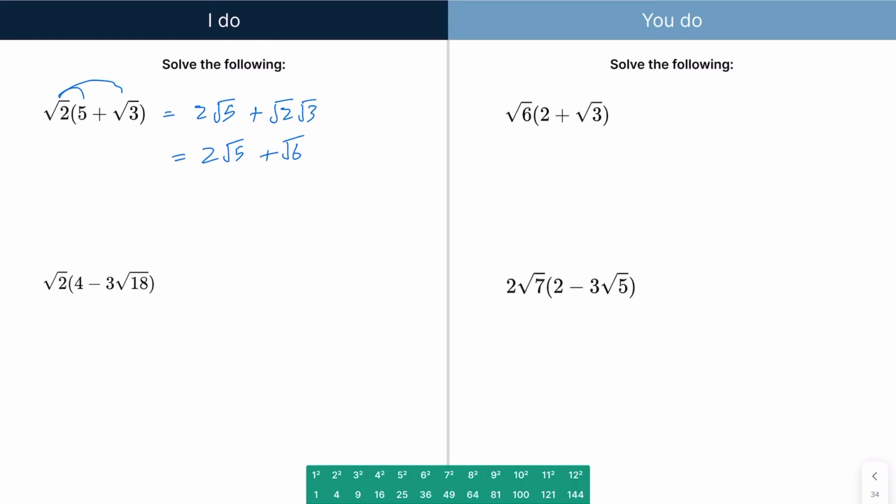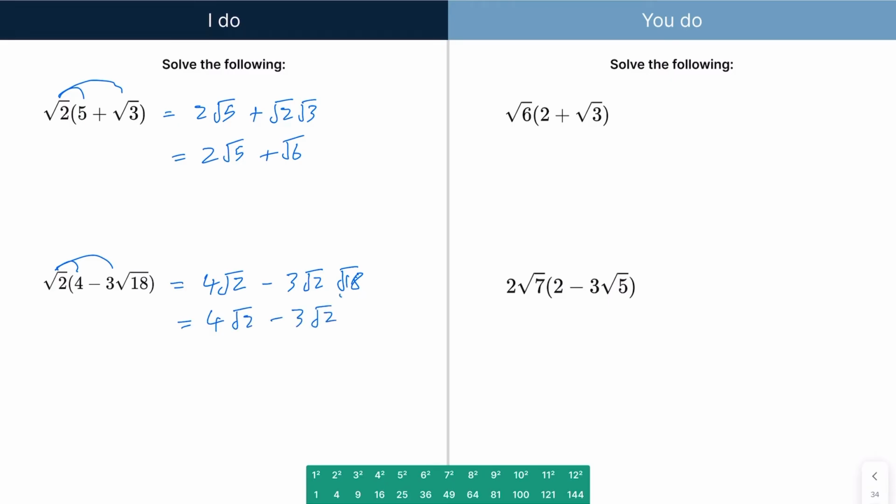So the next bit, and you might be wondering why I did this and why I didn't just multiply it out, and you'll see why in this example here. So that becomes 4 root 2. I tend to write the numbers before the surds, and then the minus sign, and then that becomes 3 root 2 root 18. Now, I could multiply the 2 by the 18, but I tend to not want to make the number bigger if I don't have to. So that'll be root 2, 3 root 2.